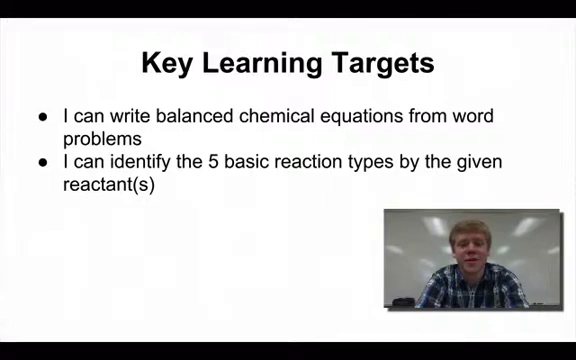Now let's look at the key learning targets from this section. First one is that I can write balanced chemical equations from word problems. And the second one is that I can identify 5 basic reaction types by the given reactants.